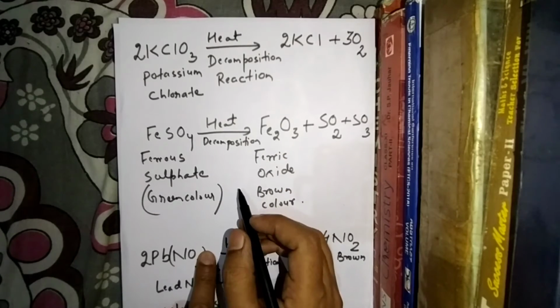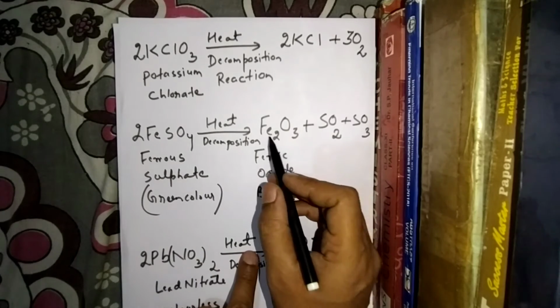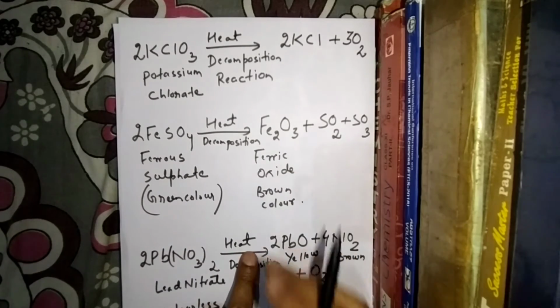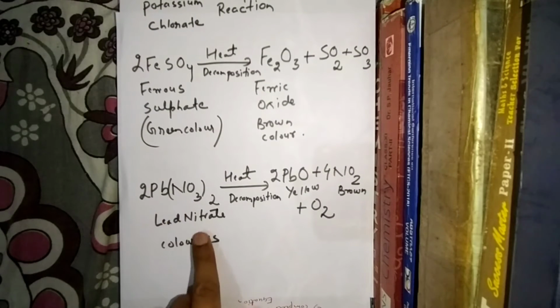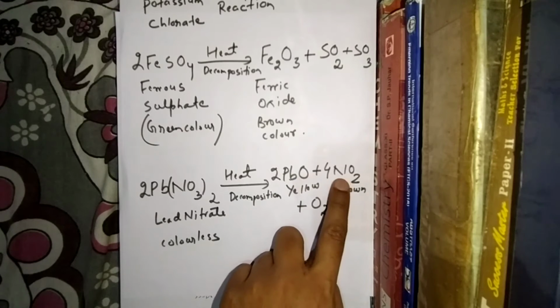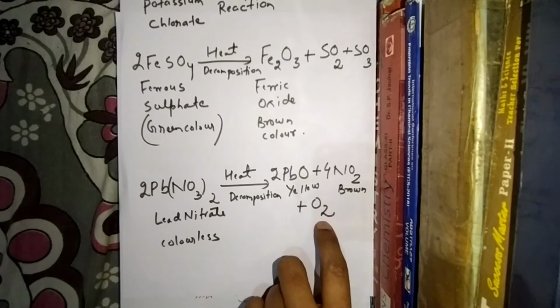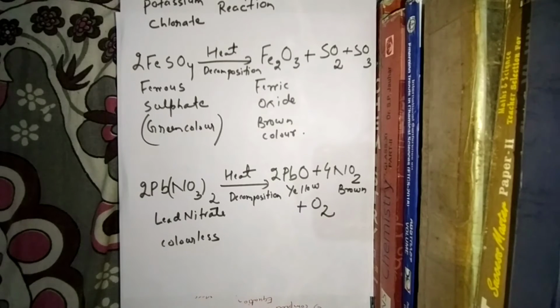ठीक है, now इसको भी बैलेंस कर लीजिए. 2FeSO4 gives you Fe2O3, SO2 plus SO3. So this is your third example. When lead nitrate is heated, it decomposes to give lead oxide along with nitrogen dioxide, which is brown in color, and oxygen gas. Okay students, so all these are examples of thermal decomposition reactions.